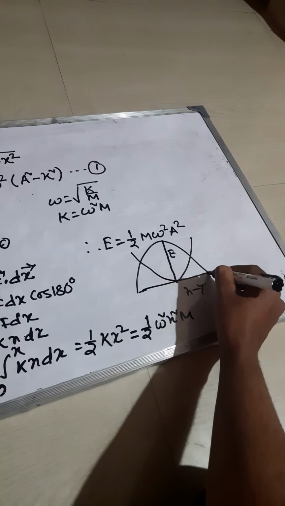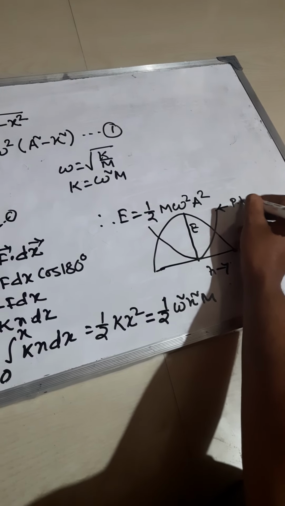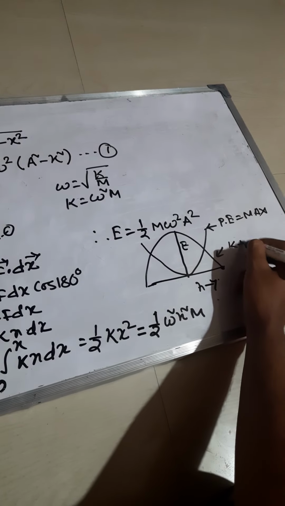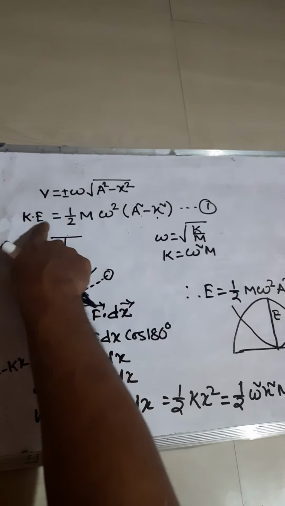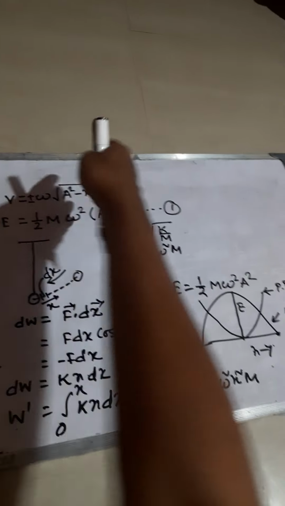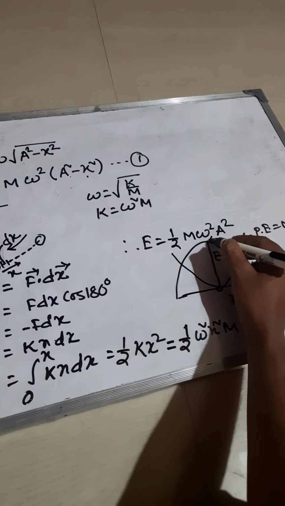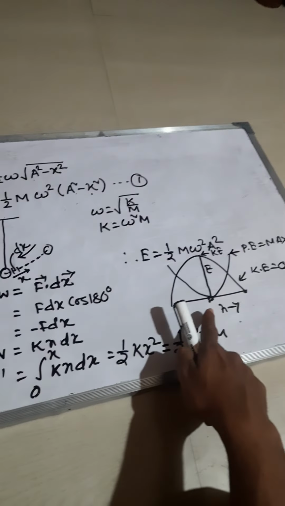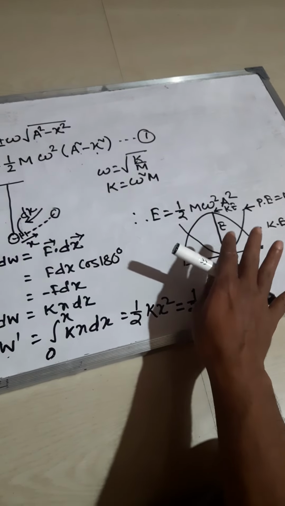When x is maximum, that is the extreme point, the potential energy is maximum and the kinetic energy is 0, because when x equals a, velocity will be 0 and the corresponding kinetic energy is also 0. At the equilibrium point, kinetic energy is maximum and potential energy is 0. So this is the graphical representation of the body executing simple harmonic motion.